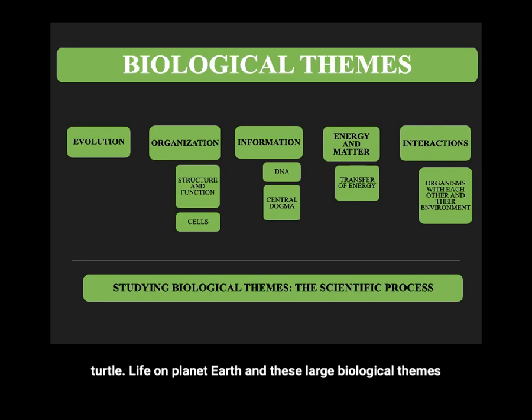Life on planet Earth and these large biological themes can be studied at different scales, from the molecular level all the way up to the biosphere level. We've talked about some basic examples of these biological themes: evolution, organization, information, energy and matter, and interaction. And while we know that these can be studied at different levels or scales, how do biologists study? We're going to discuss the scientific method and illustrate it with a case study using the beach mouse example.